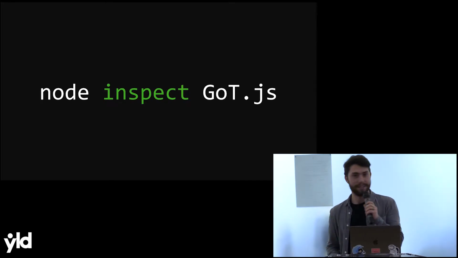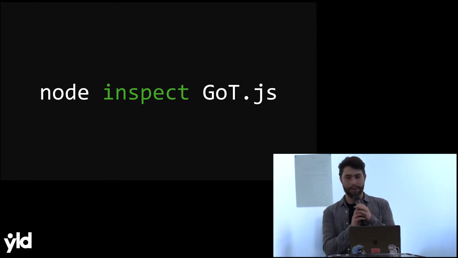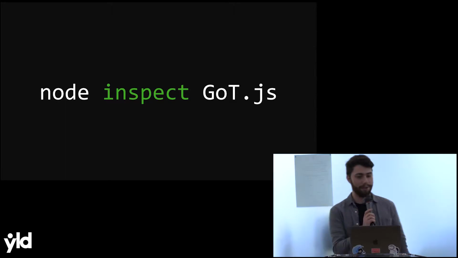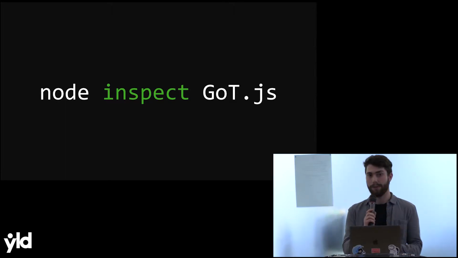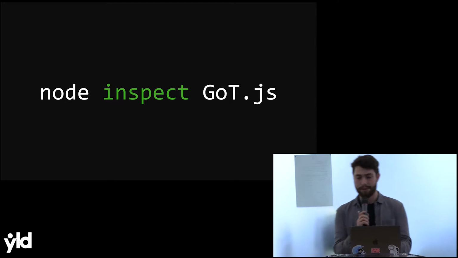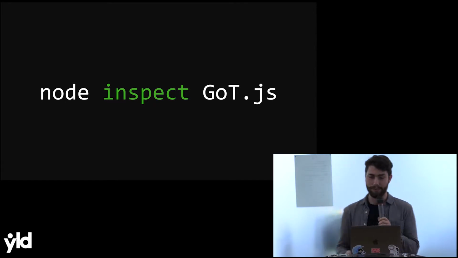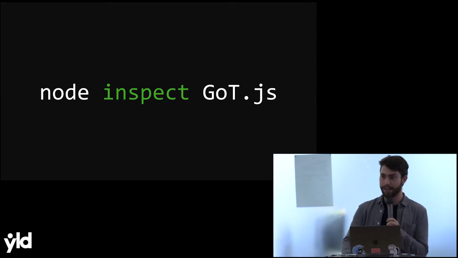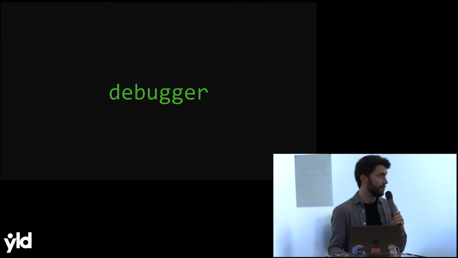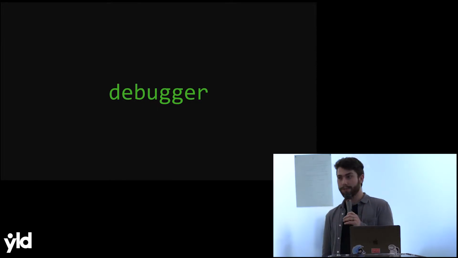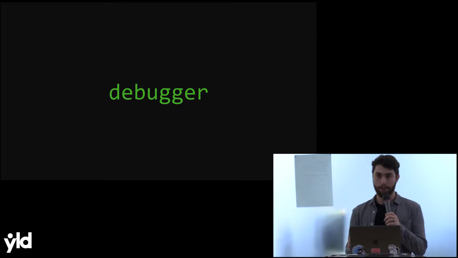So the debugger, how do you start using it? If you're on the console and you've got your Node script, which here is got.js, just add the inspect word between node and your script, and it will run it with the debugger attached. To get your script to pause, you just use the word debugger within your script, and that'll get the process to pause when it hits that line.